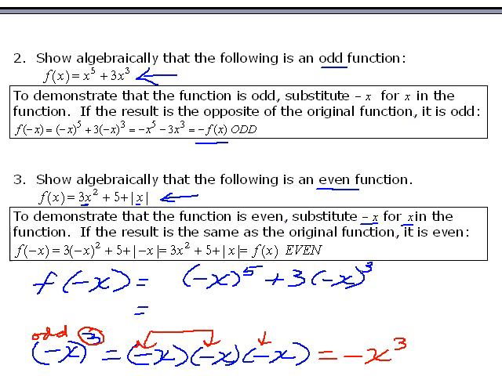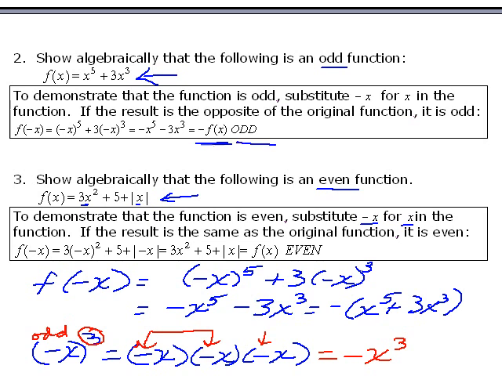So the answer here becomes negative x to the fifth plus, and this would be 3 times negative x squared, so I actually should have put, let me fix that. So this is negative x cubed times 3, so it's negative 3x cubed, and you see that's exactly what I had in the first part. I can factor out that negative sign, x to the fifth plus 3x cubed, and you see I have negative of what I started with. Therefore, this is an odd function.